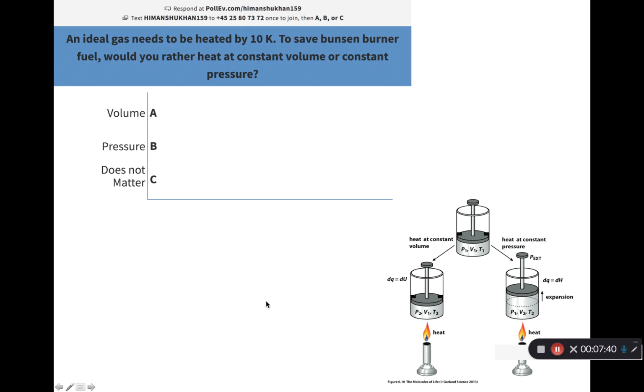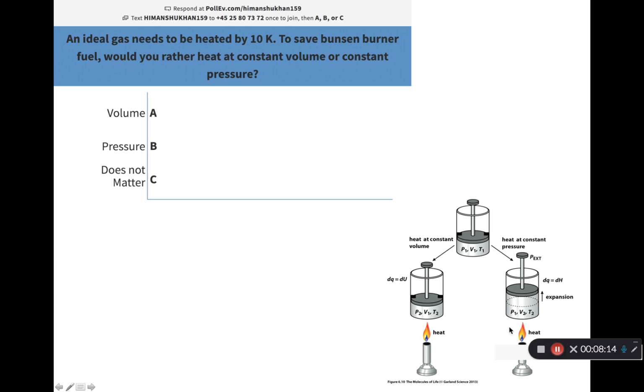And the answer is you would rather heat at constant volume, because when you heat at a constant pressure, the system expands, and when it expands, the system is doing work. So some of the energy that you supply to the system is spent in doing work. If, however, you keep the volume constant, the pressure keeps changing, but all the heat that you supply goes into changing the internal energy of the gas and increasing the temperature of the gas.